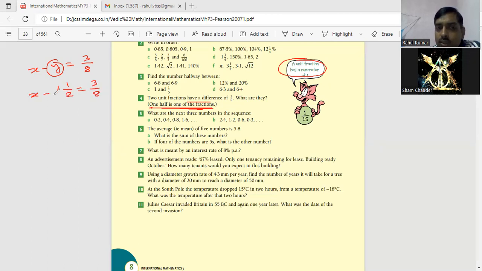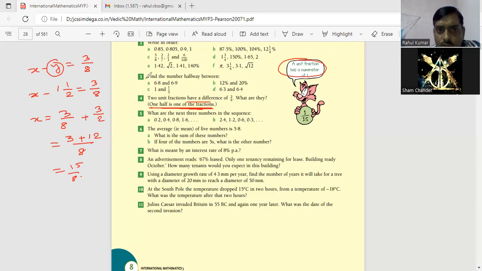Okay. So what is x? So here you need to just do 3/8 plus how much? 1/2. So how much is it? Just do it. 8. So this is 3 plus 12. 15 over 8. Okay, sir.